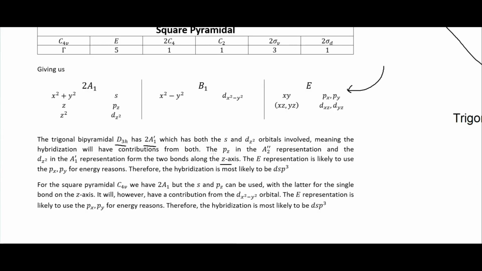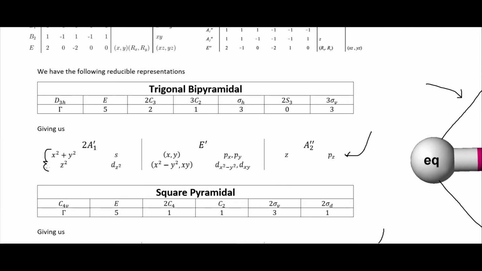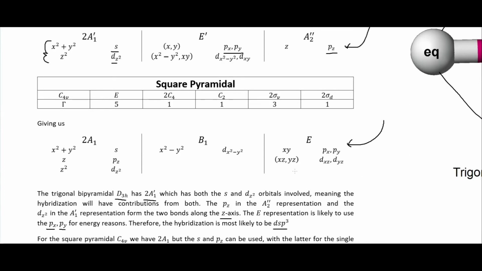Because the pz and the dz squared are both sticking up and down in the z direction, those will form those two bonds along the z-axis. The E representation is likely to use the px and py for energy reasons. Therefore, the hybridization is likely dsp3. And so we are getting the d from here, the s from there, and then these two p orbitals right here, and then this p orbital right there.